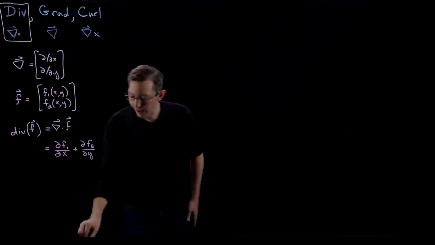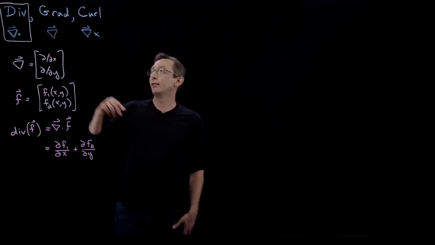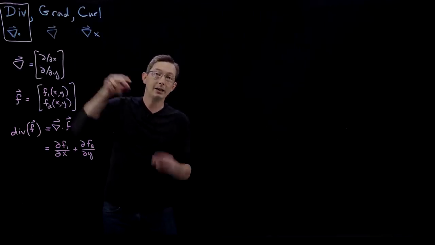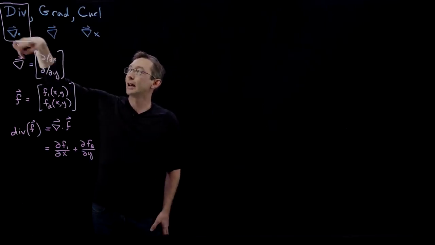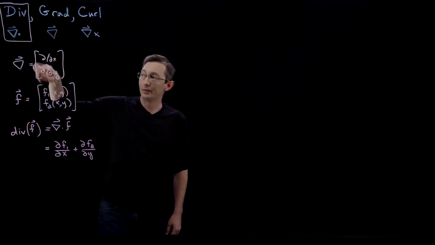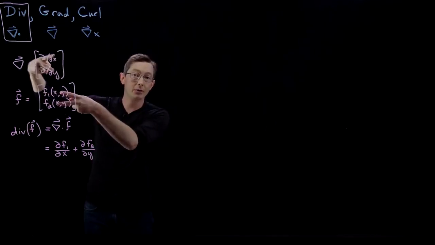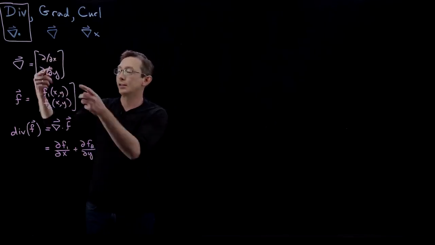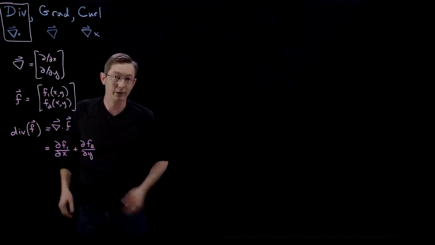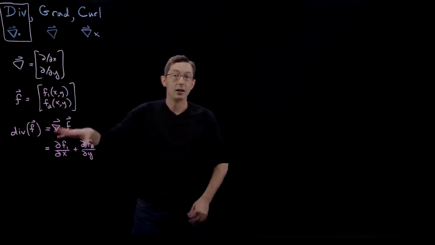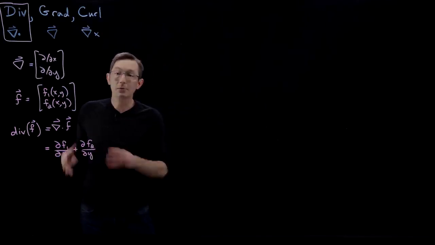Now remember, when I had a scalar function of x and y, if I took its gradient, I created a vector-valued function. And similarly with the divergence, if I take the dot product of del with a vector-valued function, the dot product of 2 vectors is a scalar. So I take my vector-valued function, and its divergence is a scalar-valued function, which is the sum of these 2 partial derivatives. Okay? And this is really, really useful.